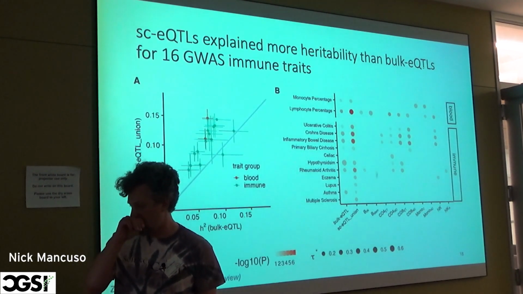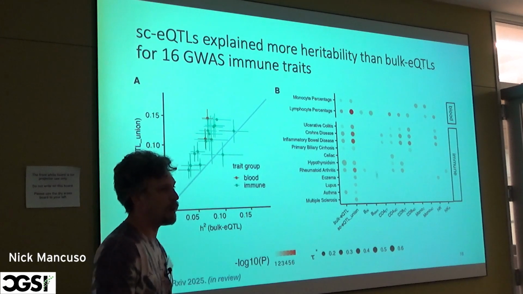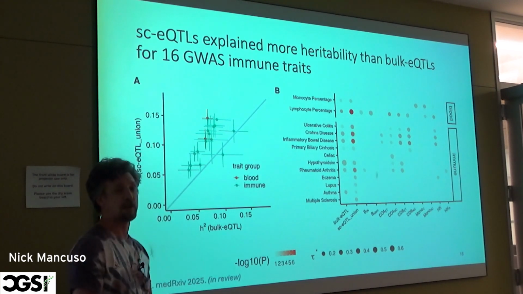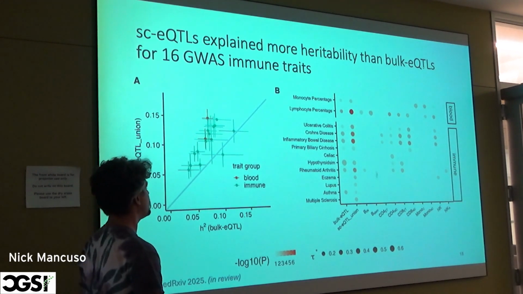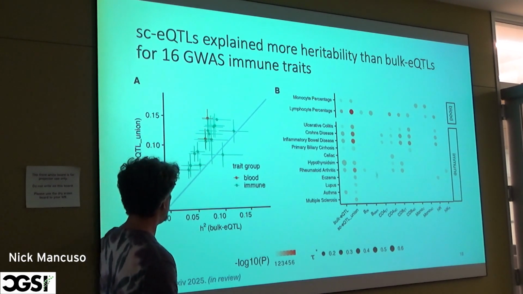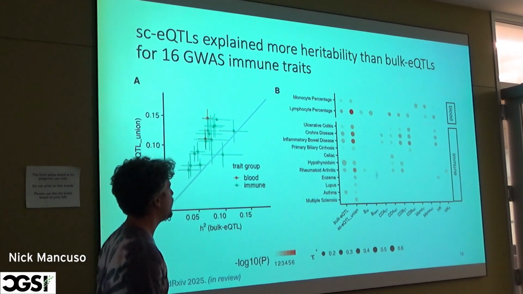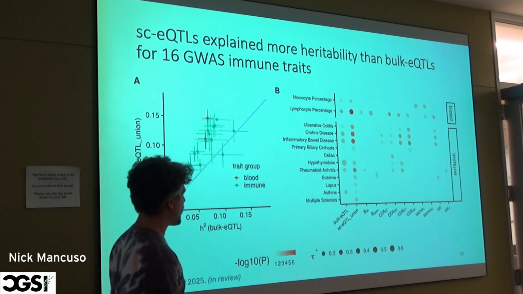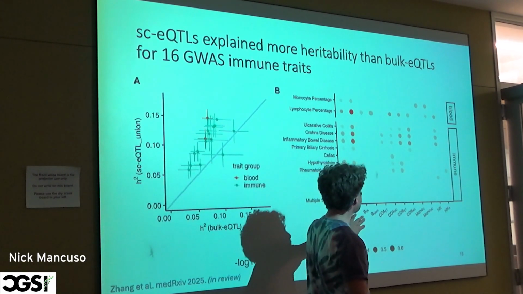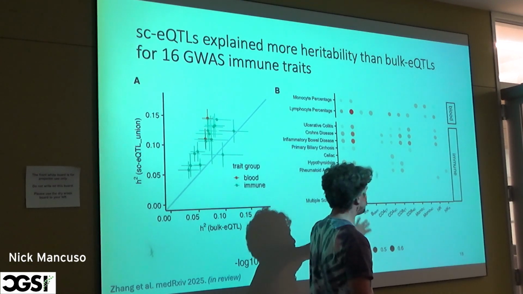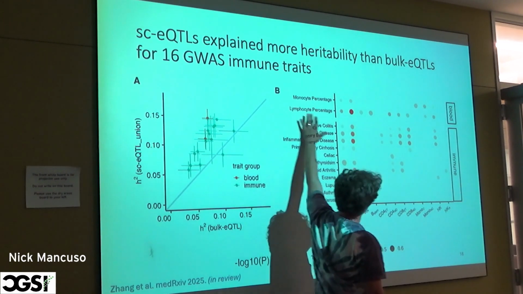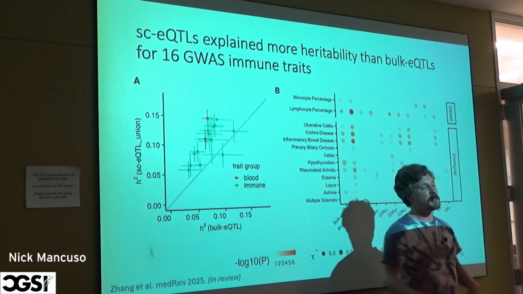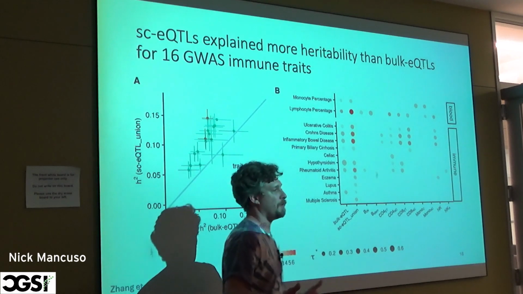And then lastly, what we did was integrate our findings with GWAS to see, do we do a better job explaining heritability compared to what would be explained had we just done a bulk eQTL analysis? Across the board, we see that the eQTLs explain more heritability on average. And again, we see common-sense things popping up, right? If we look at monocyte percentage, we see exactly the monocyte eQTL annotations being significant.